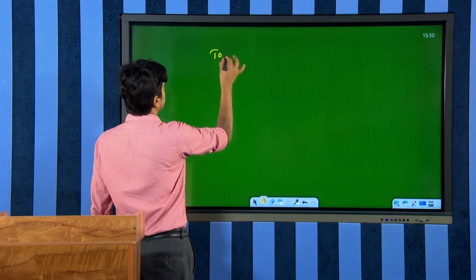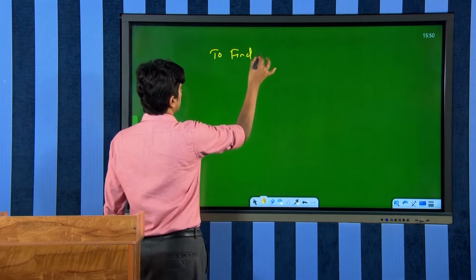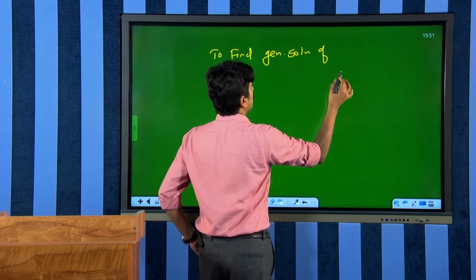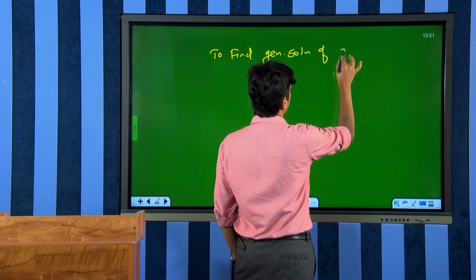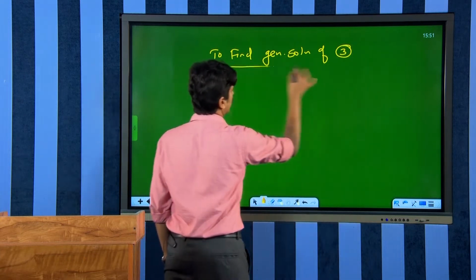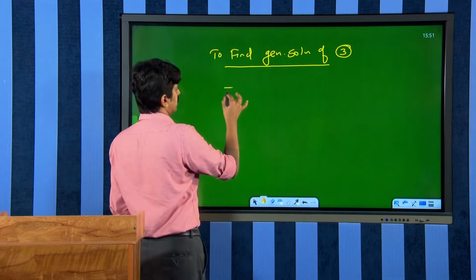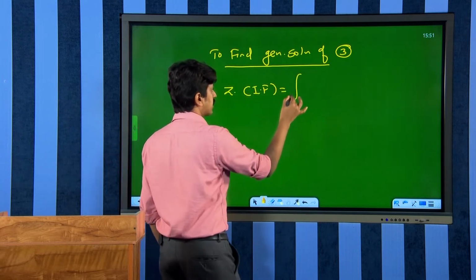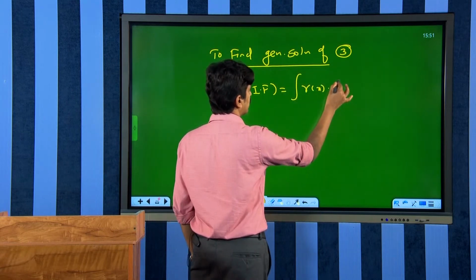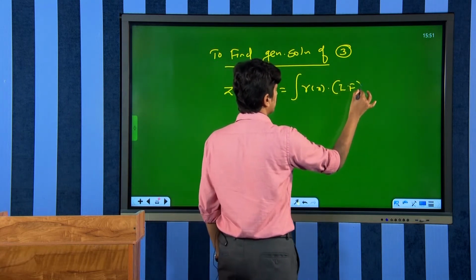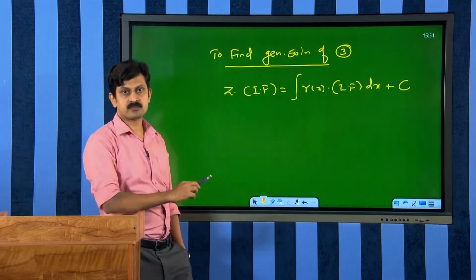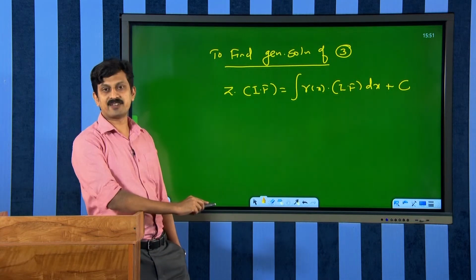To find the general solution of equation 3, we use the formula: z into integrating factor is equal to the integral of r of x into integrating factor dx, plus the constant of integration. We have to find the integrating factor.